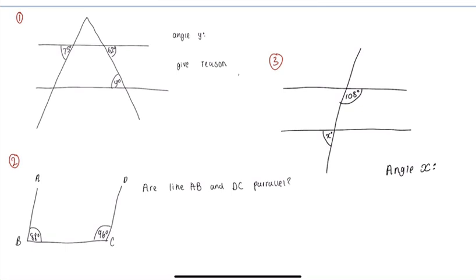Okay, for this first one then, you're looking at what angle y is. You should have got 62. Now the reason being is that it is alternate to that other one, because you've got that Z shape. This one here, it says, are line AB and DC parallel? Well, if they are parallel, let's mark it on. Let's pretend that they are.